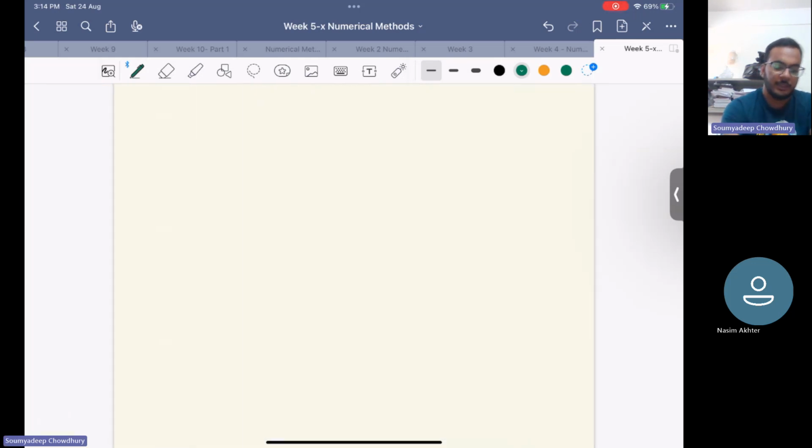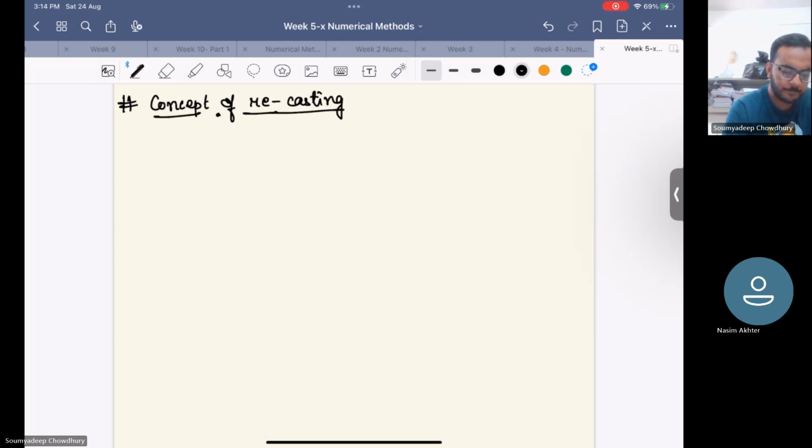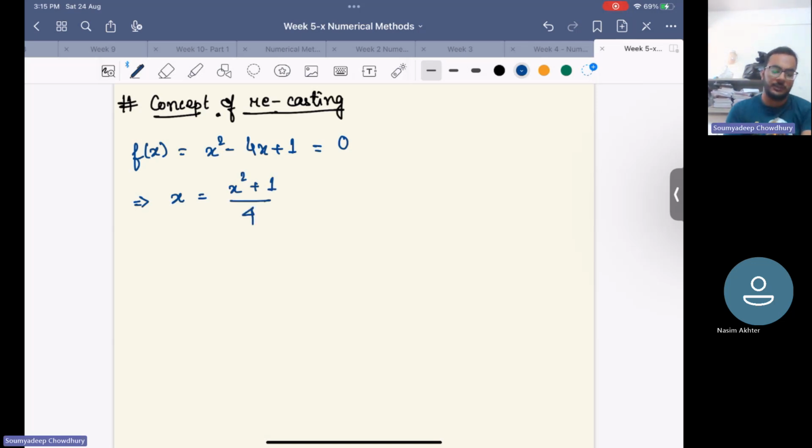So now the main thing here is the concept of recasting. So we will try to understand this concept of recasting. Suppose I am given an equation f of x equal to x square minus 4x plus 1 equal to 0. How can we find out x from here? One way is we can write x equal to x square plus 1 by 4. So this is one possibility, right? What is the other possibility? Can you tell, Nasim? Any other possibility to find x?